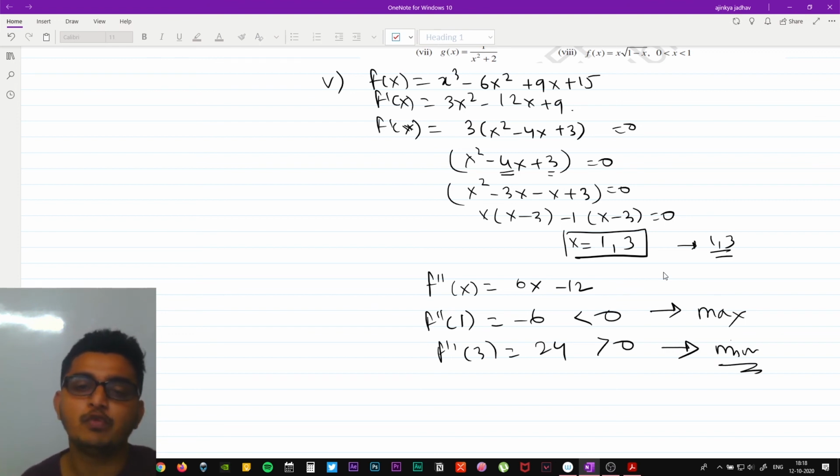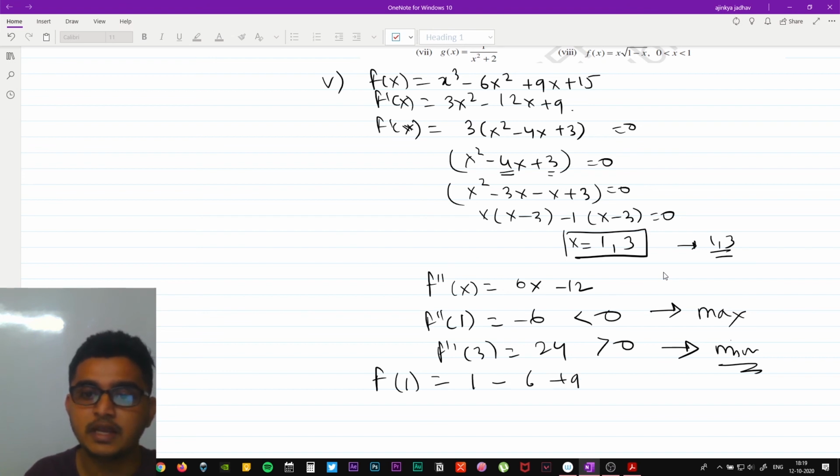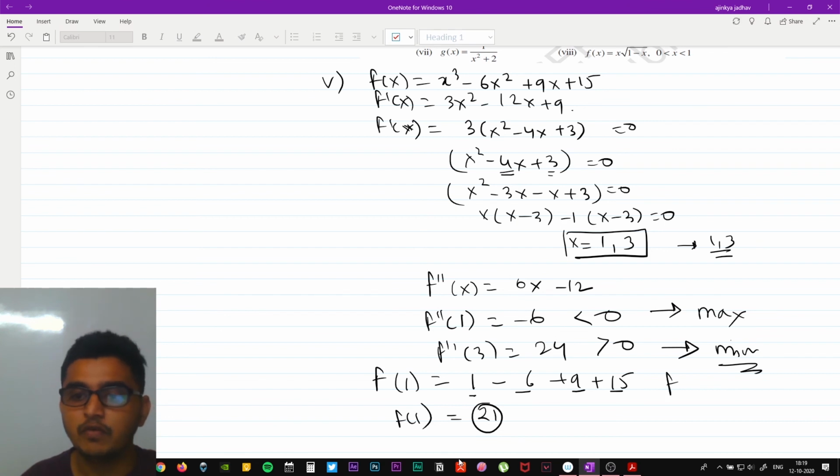And in this way, if you plug in the values, you can exactly find the value of that particular function. It is going to be maximum for x equals 1, and minimum for x equals 3. So if we put f of 1 in the original function, we have 1 minus 6 plus 9 plus 15. So 9 plus 15 is 24, 24 plus 1 is 25, minus 6 is going to be 19. So that is going to be the maximum value.